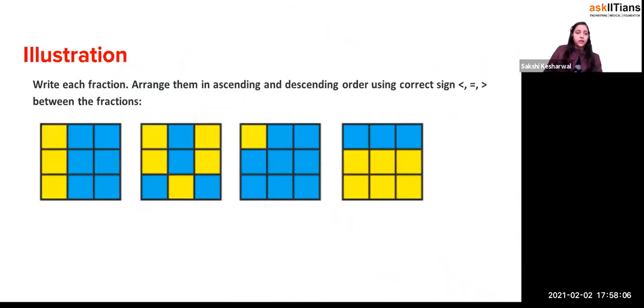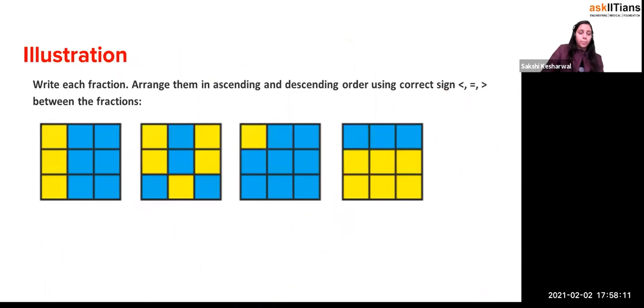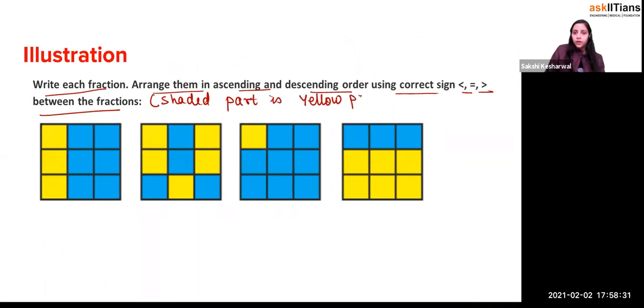Now, if it says, write each fraction and arrange them in the ascending and the descending order. Use the sign between the fractions, right? So here the shaded part is what, beta? The shaded part is the yellow part, right? I'm writing it over here. So what is the fraction over here? This fraction is equal to 3 by 9, right? This fraction is equal to like 1, 2, 3, 4, 5. So it is 5 by 9, right? This is equal to 1 by 9, and this is equal to 6 by 9.